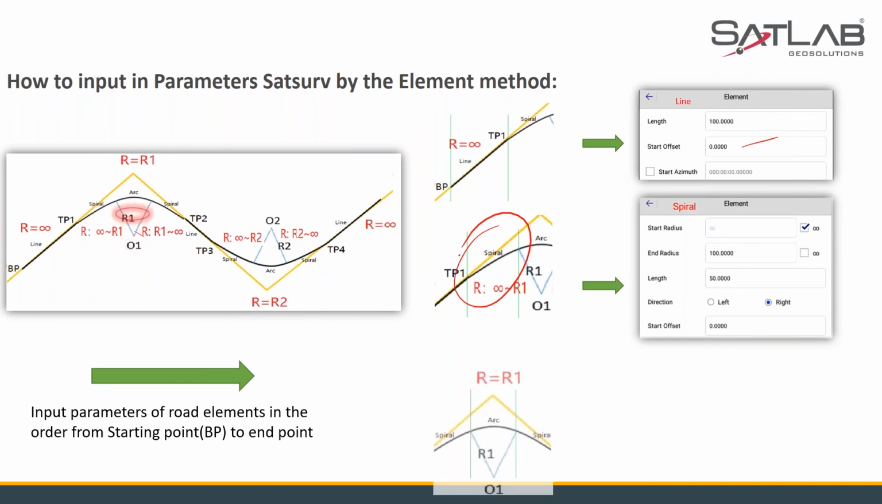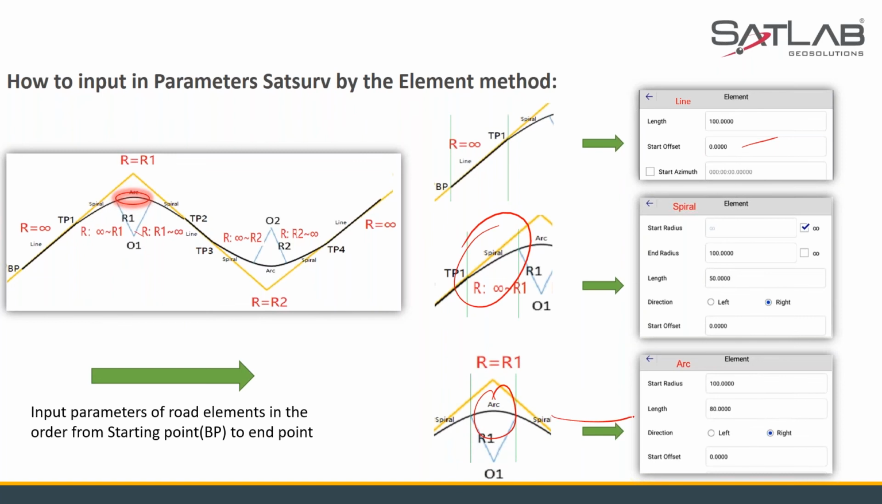Let's see. Input the parameters of the road elements in order from the starting point, that is the BP, the beginning point. I'm giving the beginning point as 0, 0, 0. After that, I'm giving the length of the line, that is 100 meters. Offset will be 0. If I give an offset over here, there will be another line like this. You understand?